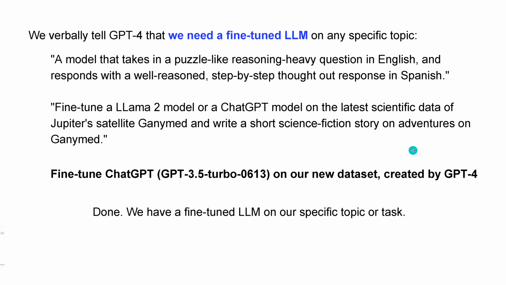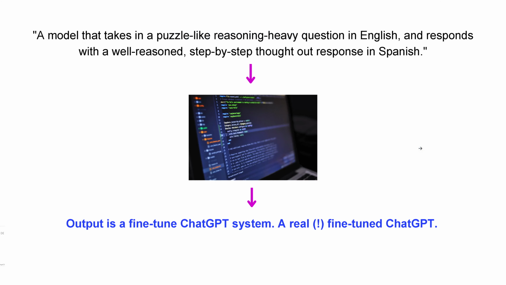So let's do this. Let's see the code. You just have one sentence, and the output is a completely fine-tuned Chat GPT system. And I mean really a fine-tuned system. Not just an ICL optimized system. No, every weight of Chat GPT has been optimized given the fine-tuning dataset that will be created for your specific task by GPT-4. Let's do this.